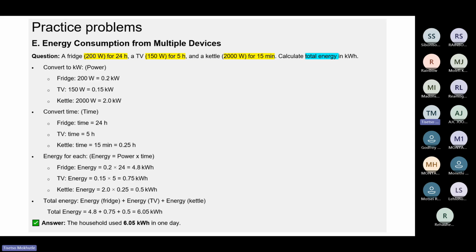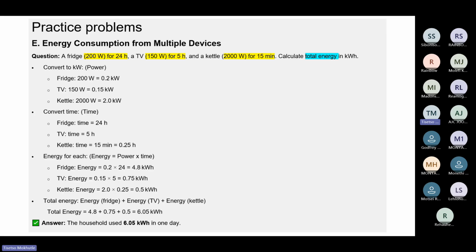Okay, so obviously we'll start with the conversions first. You see, it's a watt, it's a watt, it's a watt. There must be kilowatts. Here it's hours, which is fine. Here is hours, which is fine. Here is 15 minutes. It should be converted to hours.